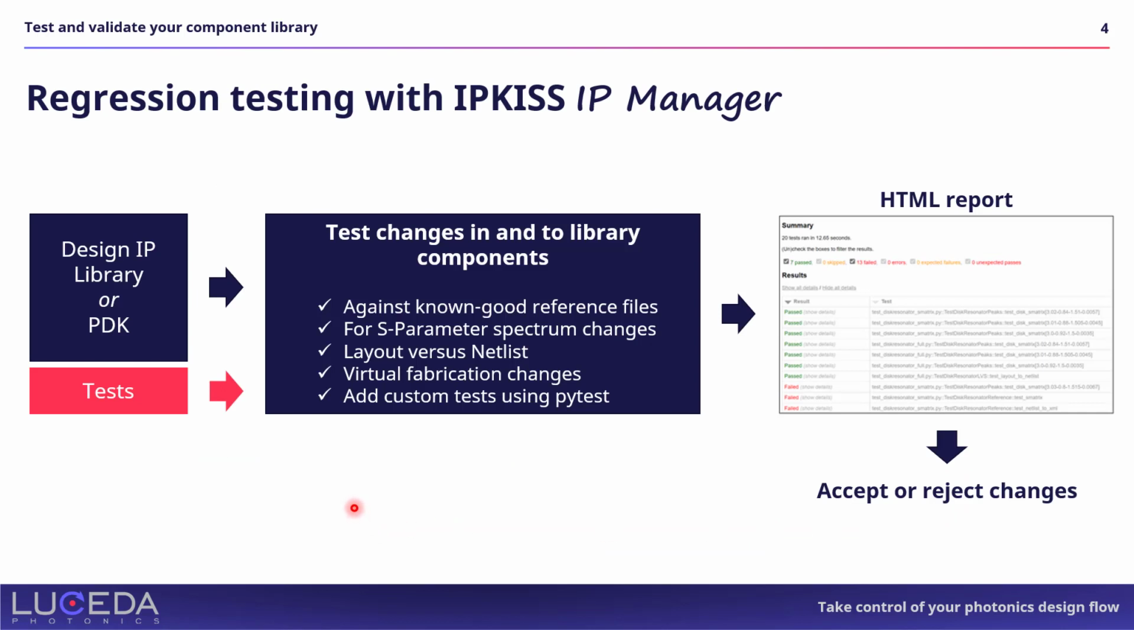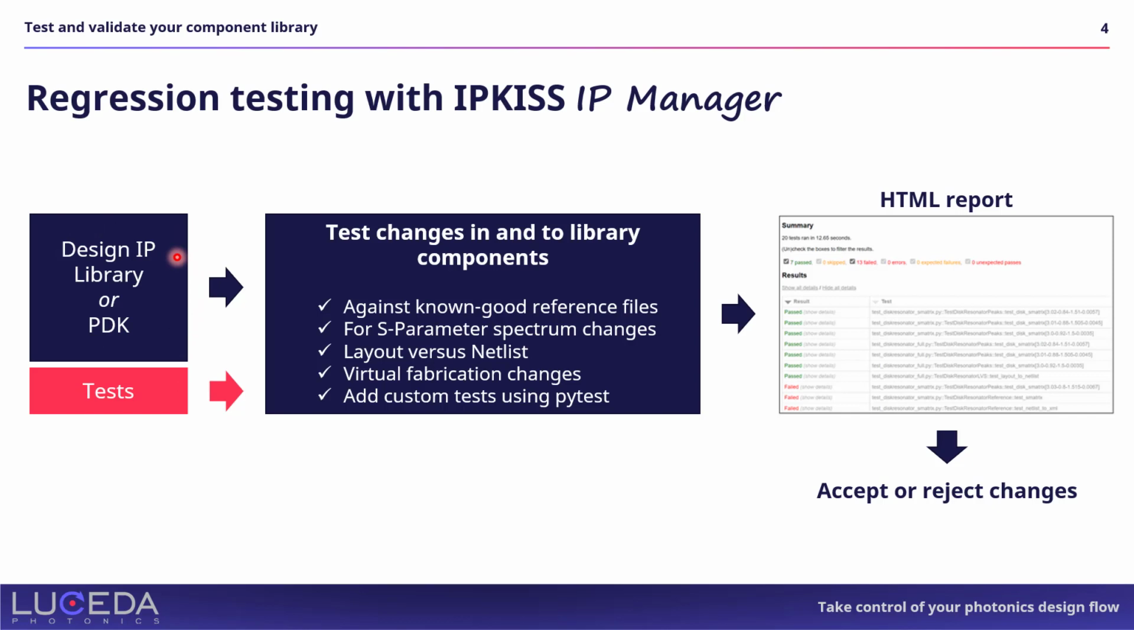With IPKISS IP Manager, you can add regression testing. The way you can do this is by, first of all, developing the design IP library. However, this flow is valid for also a PDK. For instance, if you are a foundry and want to develop your own PDK and test it in a continuous way so that anytime you send the built version to a customer, you're sure that the PDK is correct.